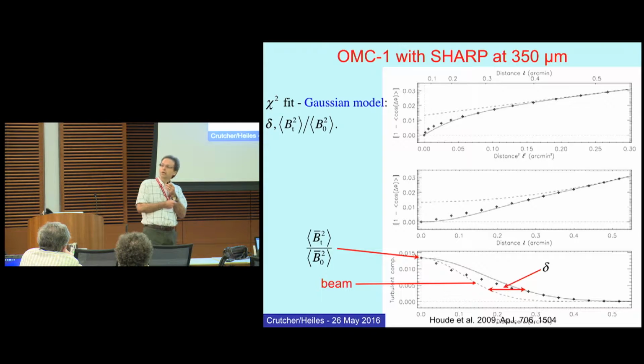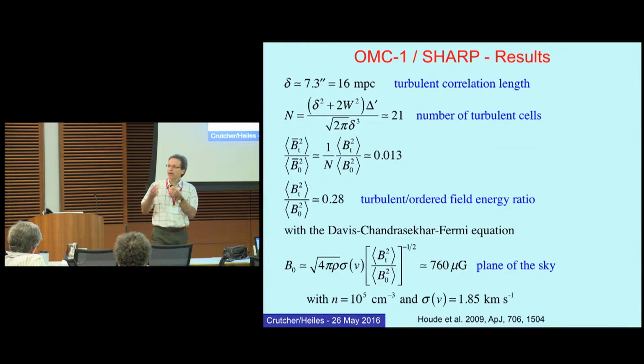you would take 10 years ago. You would take the square root of that and put it in the Davis-Chandrasekhar-Fermi equation to get the magnetic field strength. But the model now gives us delta, the correlation length, and because you know delta, the model turns out to be able to extract the actual value of the turbulent energy in the magnetic field. So what I mean by this is this.